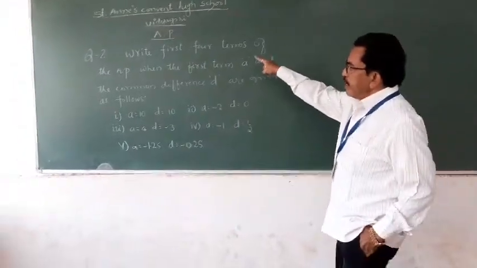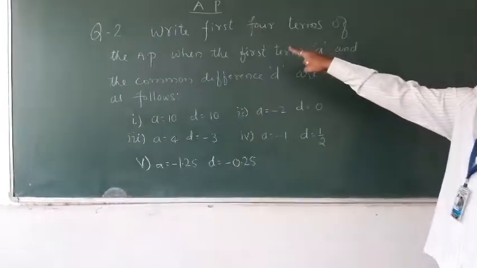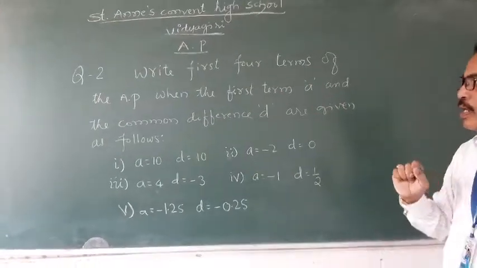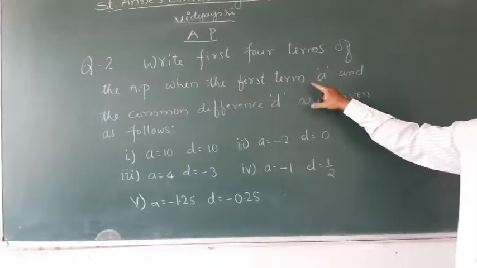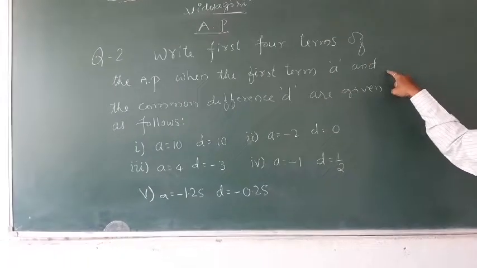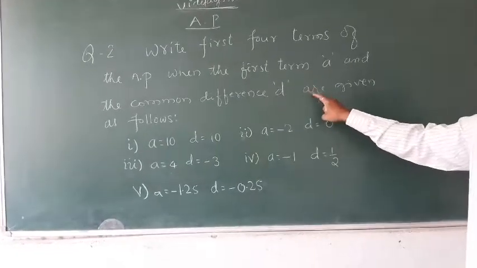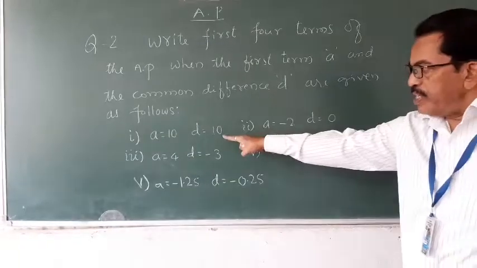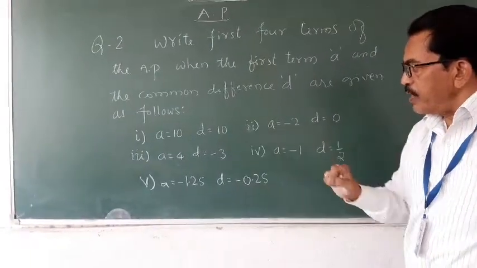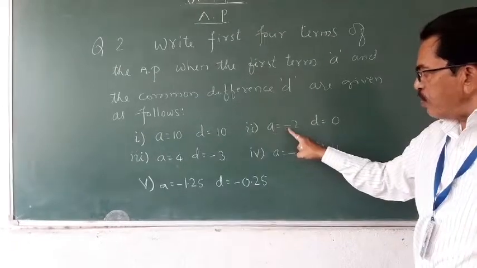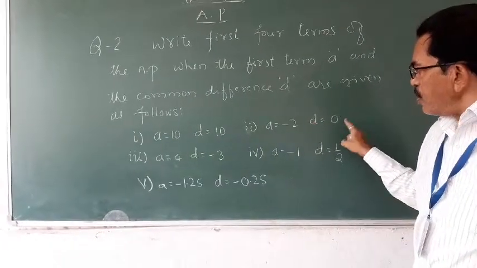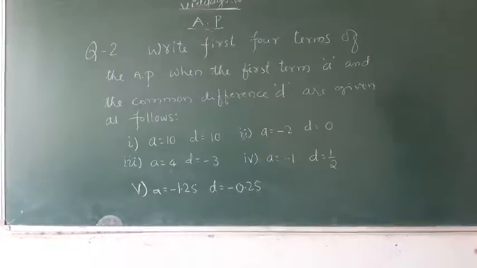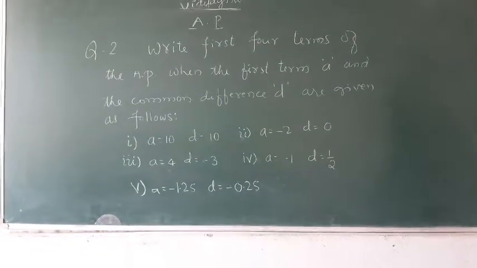See, in the second main: write the first 4 terms of the AP when the first term A and the common difference D are given as follows. First one is A equals 10, D equals 10. Second one is A equals minus 2, D equals 0. As there are 5 sums, let us solve every one. See, first one.